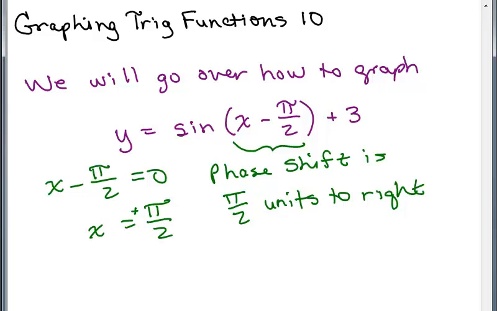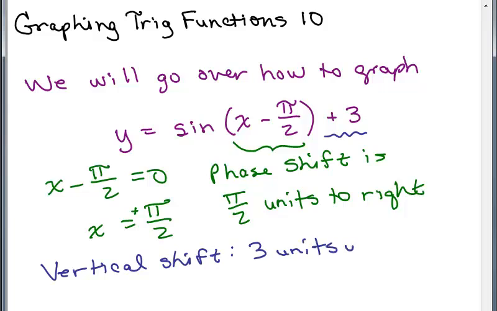All right, what about this plus 3 over here? This means if we've got the graph of the sine, y equals the sine of all this stuff, if we graphed it, then we're going to add 3. So all the y values are going to be shifted up 3. So the vertical shift is 3 units, and it's positive, so we're going up.